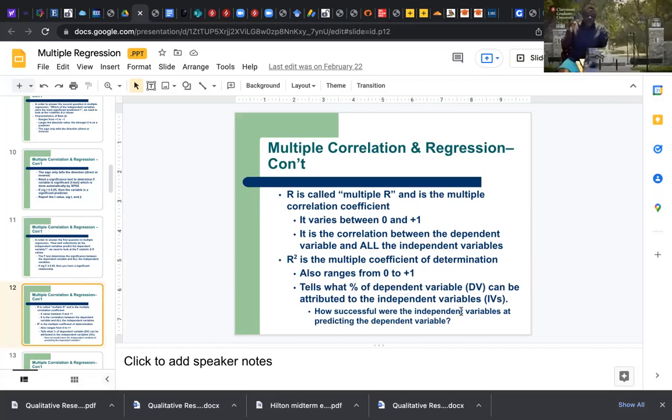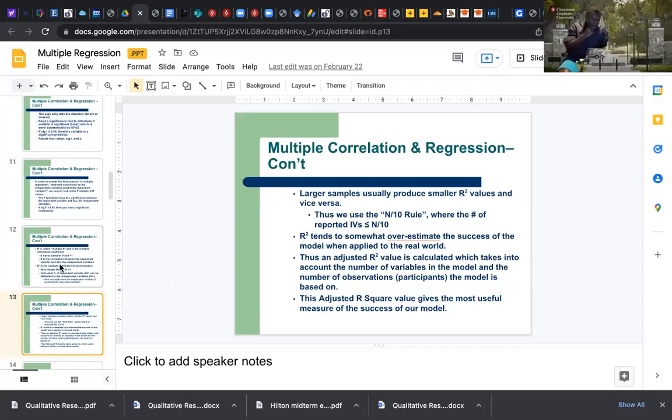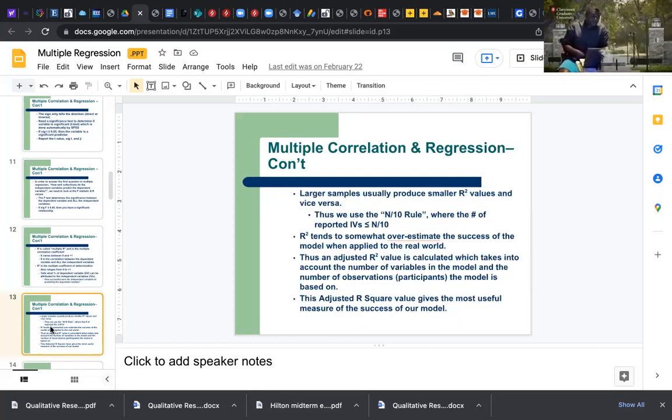How successful were the independent variables at predicting the dependent variable? You have to report the R square, the T, the SIG-T, the beta, then the F statistics, and then the R square. It says here: what percentage of changes in the dependent variable can be attributed to the independent variables. That's what the R square, the multiple coefficient of determination, tells you.